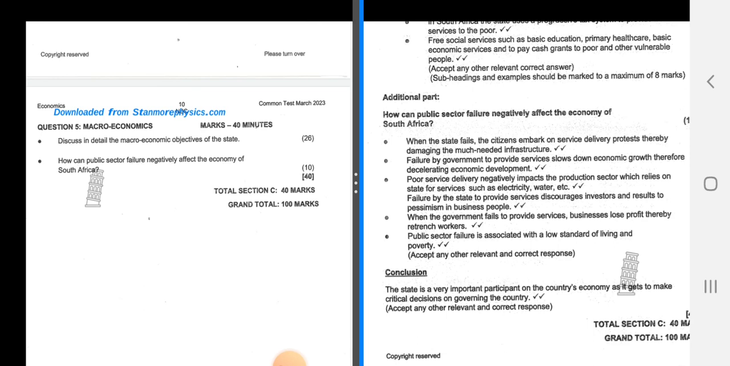And then you state the effect in your conclusion: the state is a very important participant of the economy as it gets to make critical decisions on governing the country. So what is the effect about state? That is how you conclude.